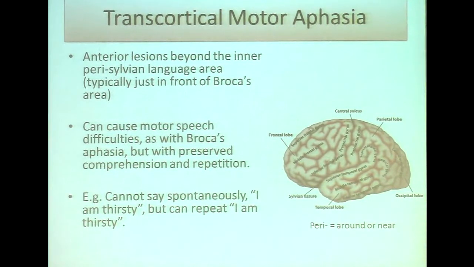And it can cause motor speech difficulties, as with Broca's aphasia, but with preserved comprehension and repetition. So you understand, because Wernicke's area is intact, your arcuate fasciculus is intact, so you can repeat things, but you have difficulty speaking because the brain areas around Broca's area have been injured. So the patient, for example, might not be able to say, I am thirsty, on their own, but they can repeat, I am thirsty.